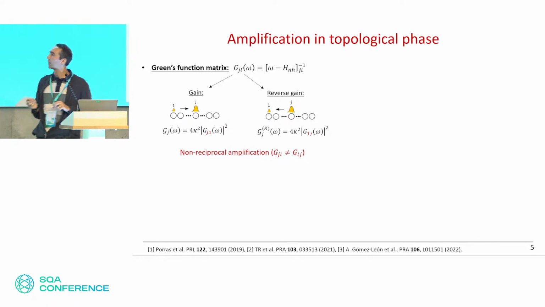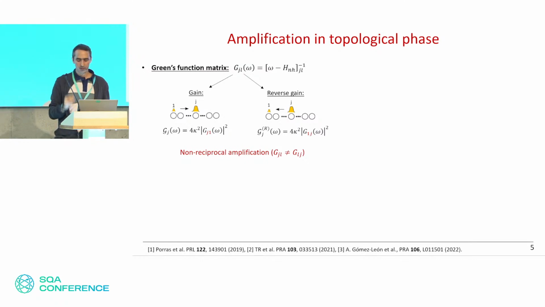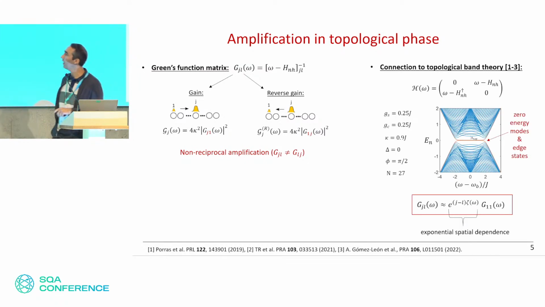So we can see from this that a non-reciprocal amplifier requires an asymmetric Green's function matrix. And to show that in a topological phase this is indeed the case, that it becomes asymmetric, we use a connection that we developed in our group in these three papers between the open quantum system, the amplifier itself, and topological band theory. I don't want to go into theoretical and technical details. I just want to say that basically we take this non-Hermitian matrix, and with it we build a Hermitian matrix. By construction, it's Hermitian, so we can always do that.